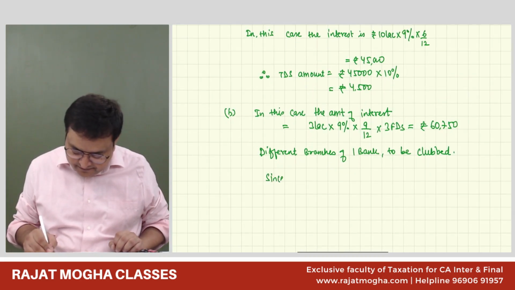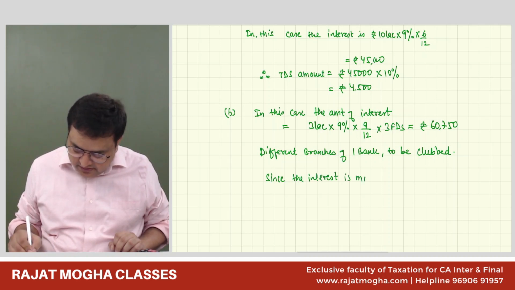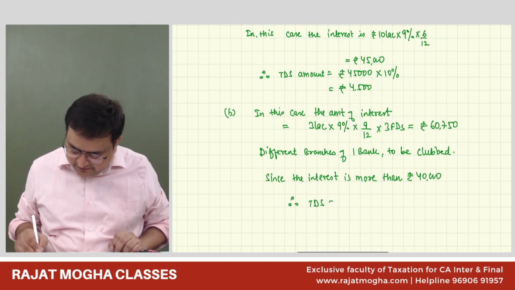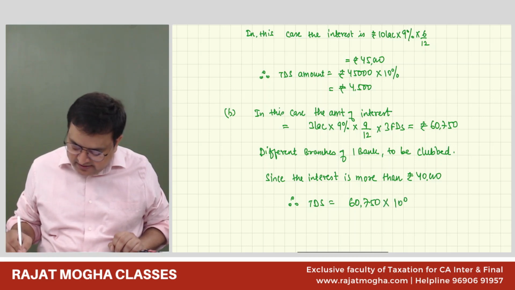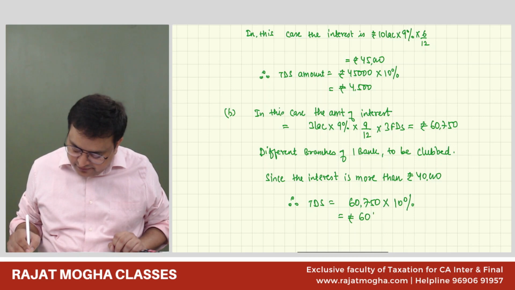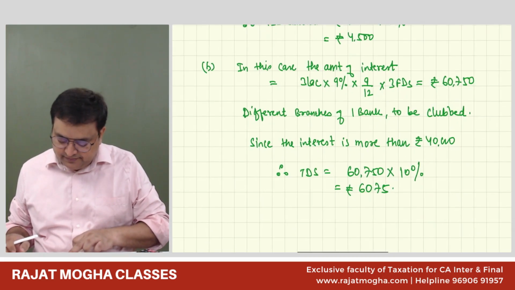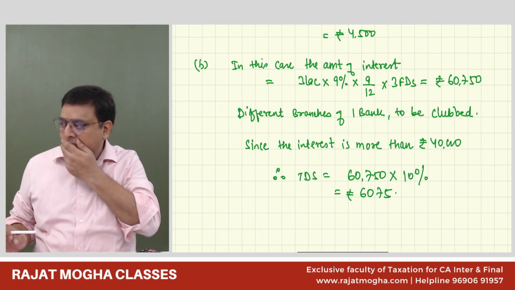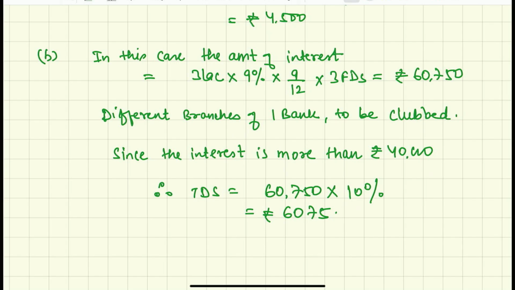Since the interest is more than rupees 40,000, therefore TDS will be interest 60,750 into TDS rate 10%, 6075. Let me know once done. Yes, sir. Okay.